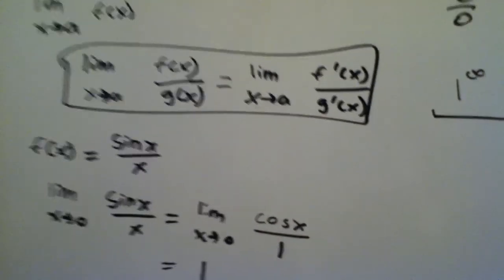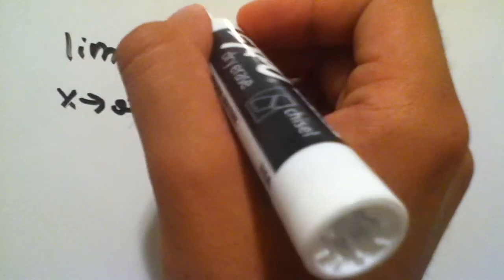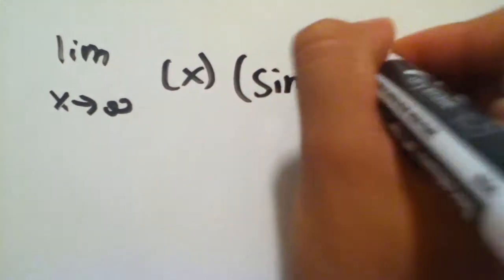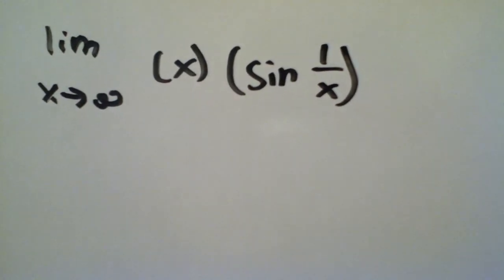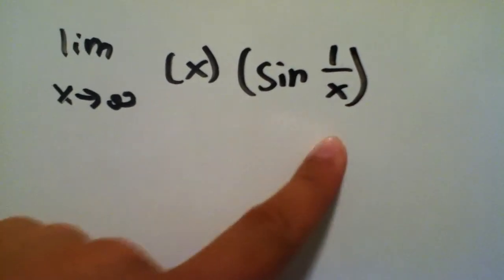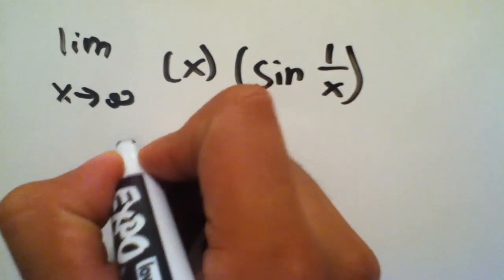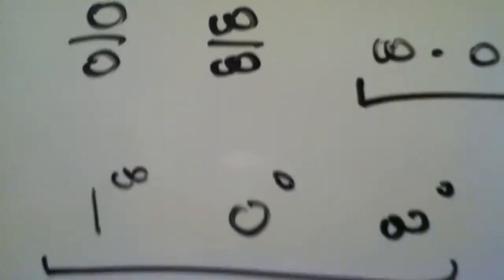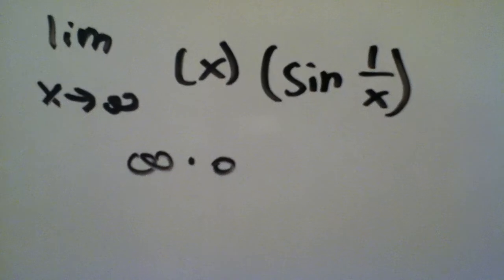So let's say we have the limit as x approaches infinity of x times sine 1 over x. And this we can clearly see is an infinity times 0. So we can just write that in there. This is one of our listed indeterminate forms, but now we have to get it to 0 over 0 or infinity over infinity. So how do we do that?